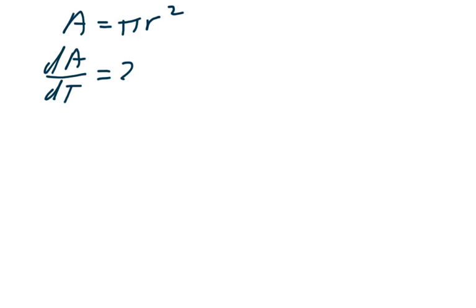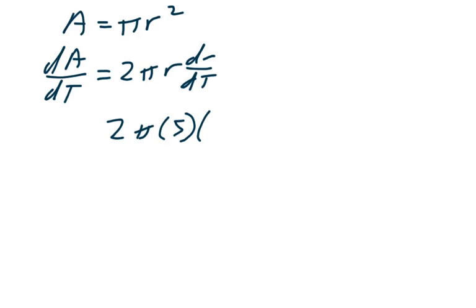Alright, I have a radius of the circle is growing at 3 centimeters per second, and it's asking about area. So the derivative of area with respect to time is 2 times pi times r times dr dt. They told me that r was equal to 5 and dr dt is equal to 3. And so we have 30 pi, and we are at centimeters squared per second.